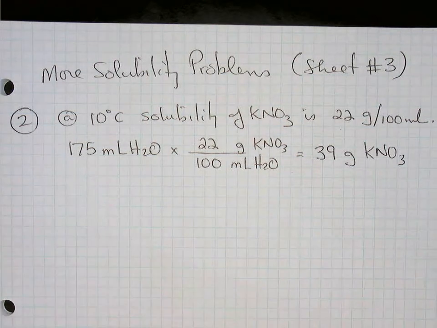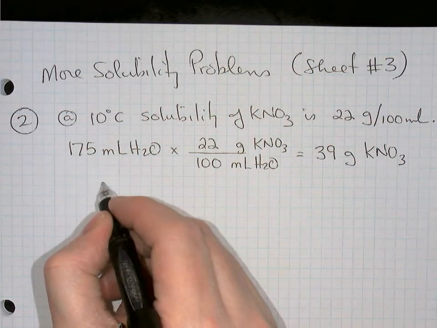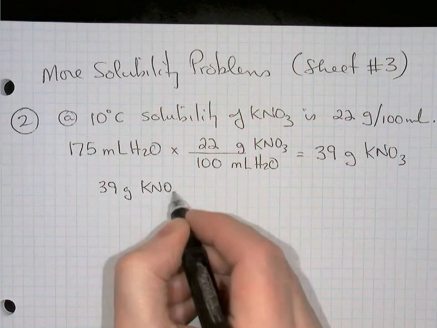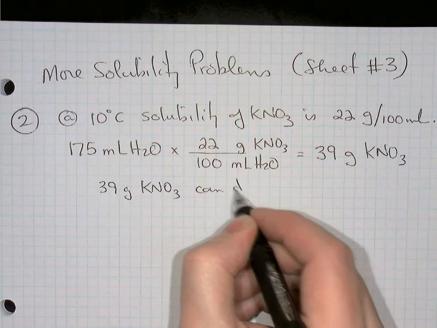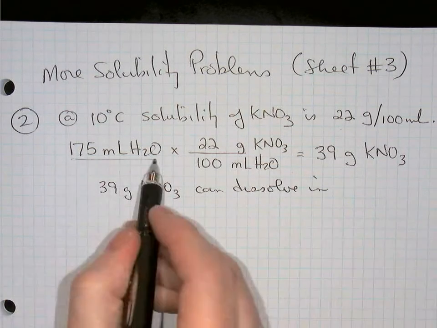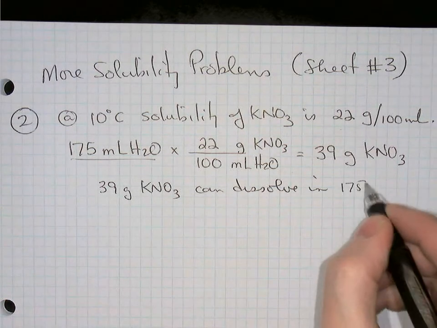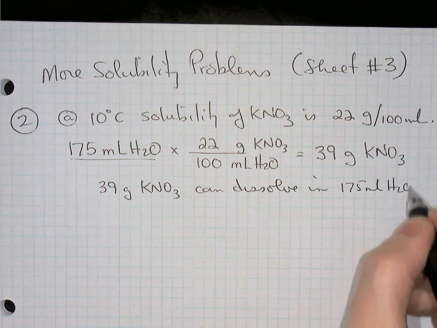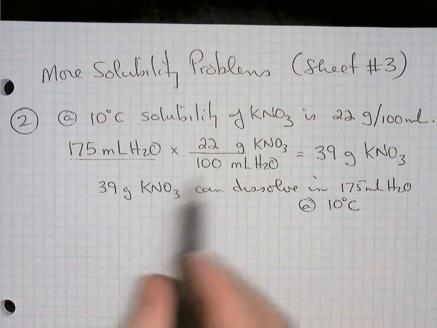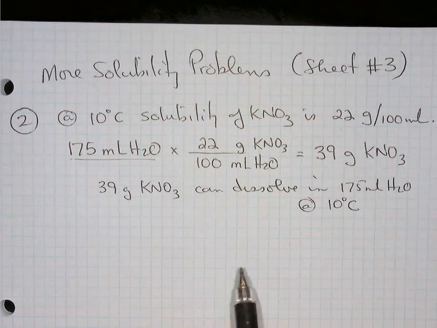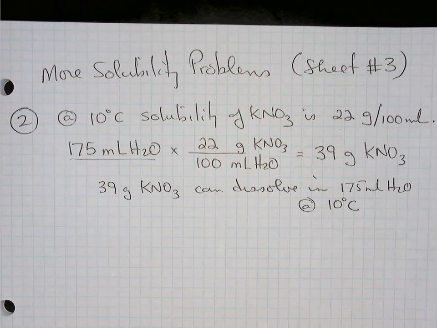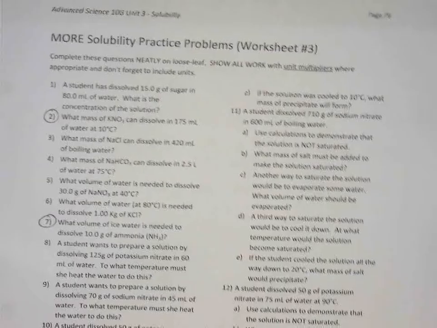And then we just want to put a little statement with that. So what I'll say underneath is 39 grams of potassium nitrate can dissolve in, the volume we had was 175 milliliters of water at 10 degrees Celsius, because our solubility was from 10 degrees Celsius on that graph. Alright, the second question we'll do is question number 7 on the sheet.